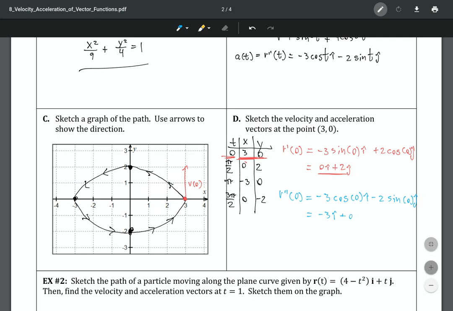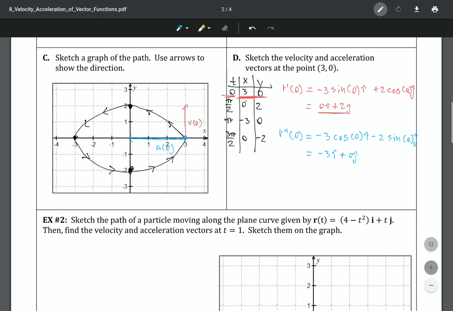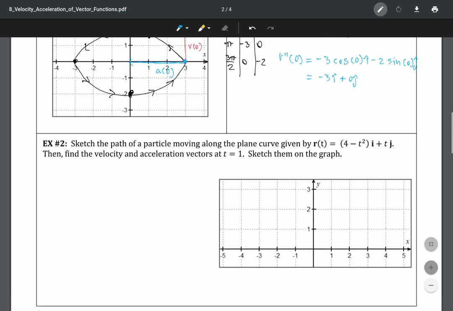plus 0j. So let's go to coordinate 3, 0, which again is right here. Let's put our point there. And I'm going to go negative 3 units to the left from here, which is right here. And I'm not going to go up or down at all. So this is my acceleration vector at t is equal to 0. All right, so let's go ahead and move on.